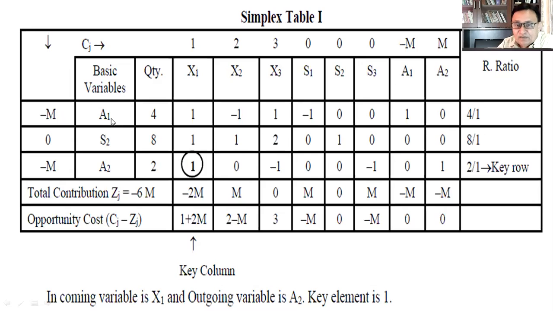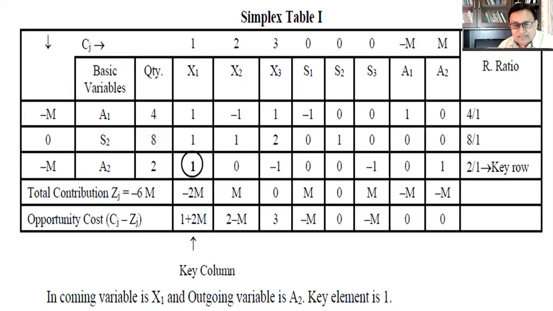A1's coefficient in the objective function is -1. So we will write -1 here. Similarly, S2's coefficient in the objective function is 0. Cj value is 0, so we'll write 0 here. And thirdly, A2's coefficient here, you can correct it, is also -1. So A2's coefficient in the objective function is also -1, so -1 will be written here. In this way, we have the first simplex table.